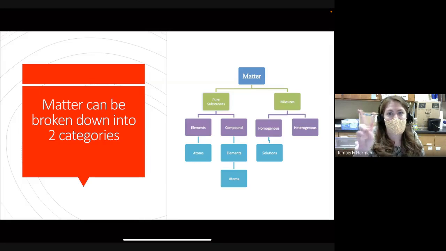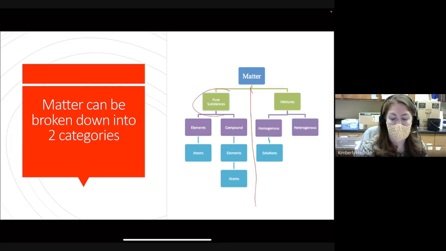So matter can be broken down into two categories. We have our pure substances on this side, and that's what we've been talking about all year. Our elements that make up our compounds, talking about our atoms, and then it keeps breaking down. Usually we started out talking about our elements, which are made out of atoms, and then we combined those elements into compounds when we did our naming for ionic, metallic, and covalent. Then our matter can also be broken into mixtures.